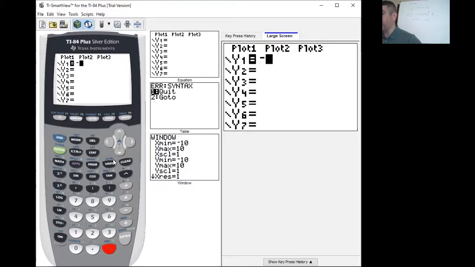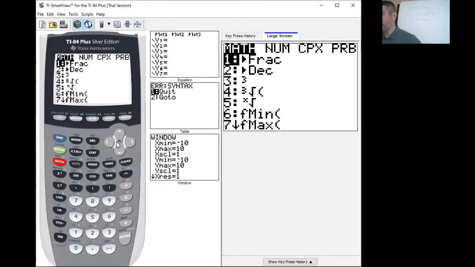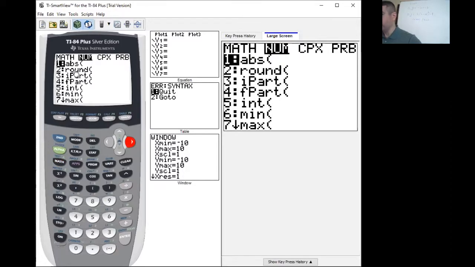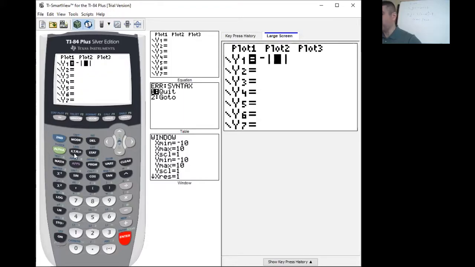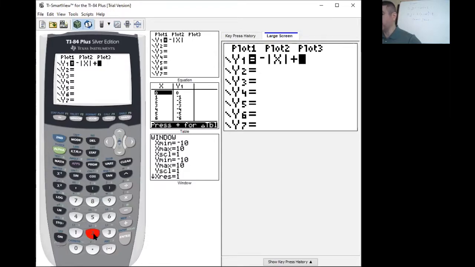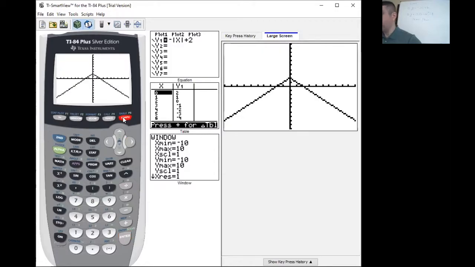Now, how do you put absolute value? There's no absolute value anywhere here. You go to math, you go over to number, and it's the very top one, and then you just hit enter, and it should give you the absolute value things. Now, when you want to put a letter, see, look, there's letters here, X, T, you hit X. And now I don't want to put the plus 2 inside there, right? If you remember the one I wrote on the board, the plus 2 was outside there, so you just hit plus 2. And now I hit enter. Now I'm going to graph the thing. Just press graph. And it made an upside down V.